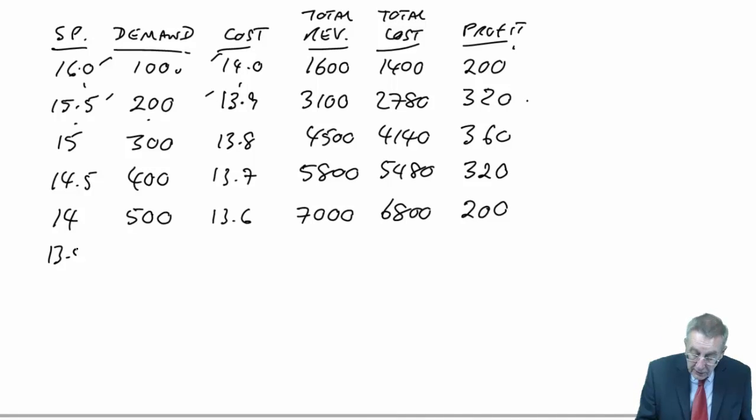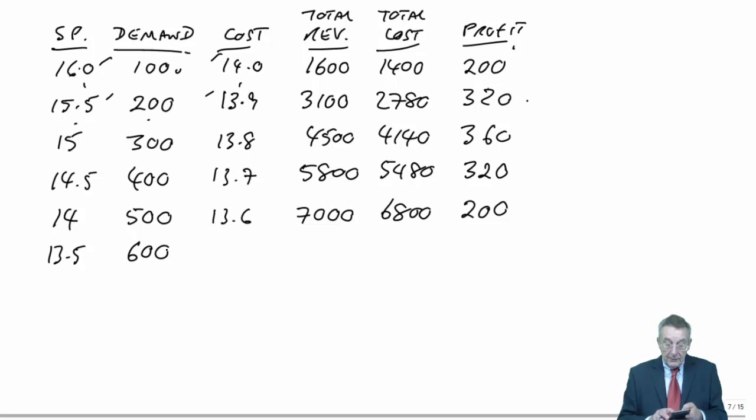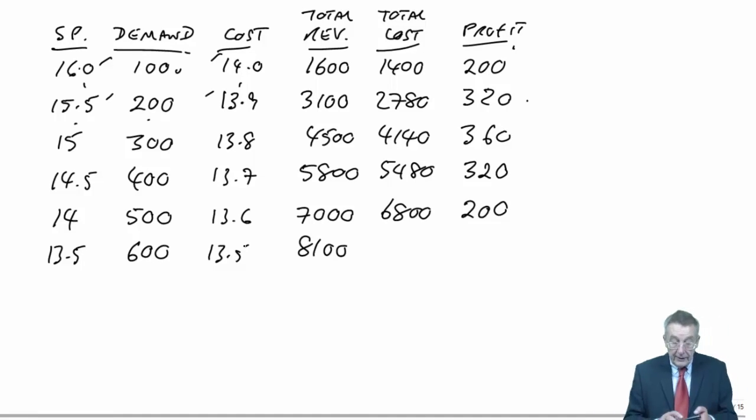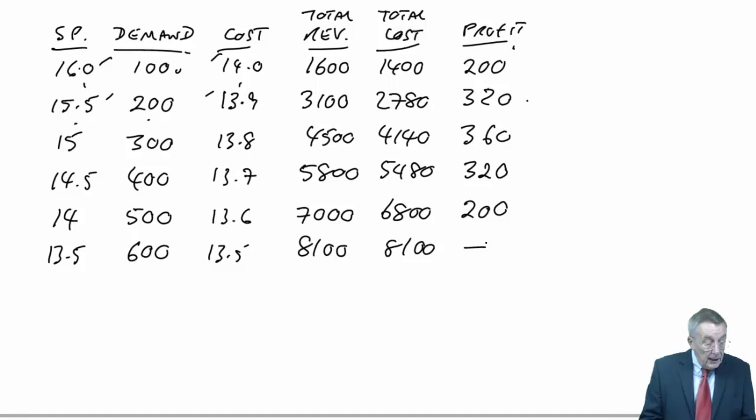Only two more. Drop to 13.5. We sell 600. Revenue goes up to 8.1. The cost, if you produce 600, is 13.5 a unit. 8.1. So the profit drops to 0.